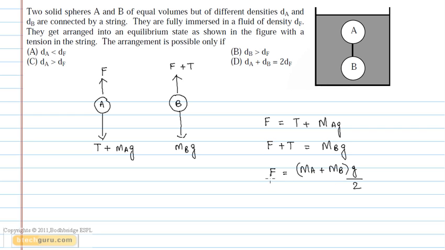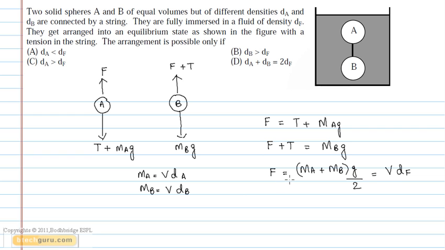Here F is the buoyant force, which is given by F is equal to the volume of the sphere into density of the fluid, that is V into dF. Also, MA is equal to V into dA, where V is the volume of sphere A and dA is its density. Similarly, MB is equal to V into dB.